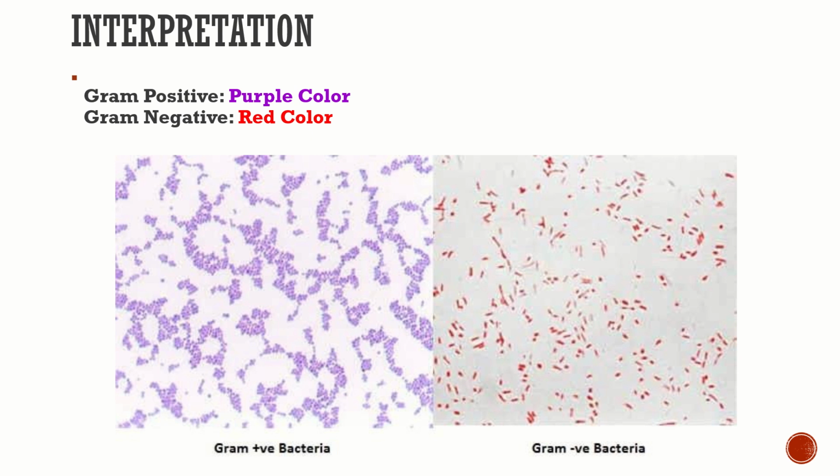Why we go for the gram staining method, why it is important, how we can observe the bacteria under the microscope, and how we can classify the bacteria. Hope you have understood. Thank you.